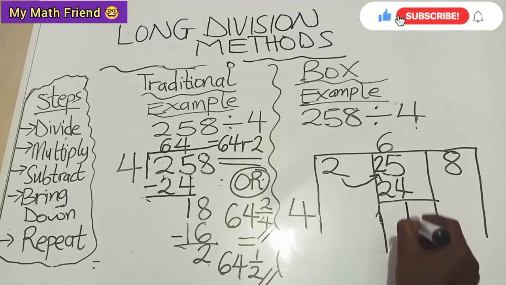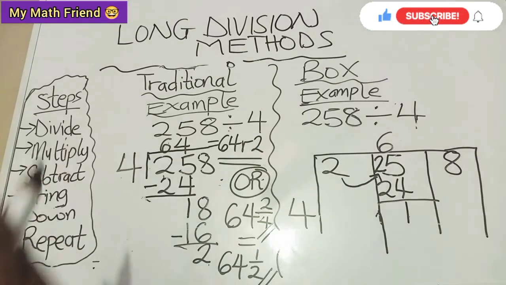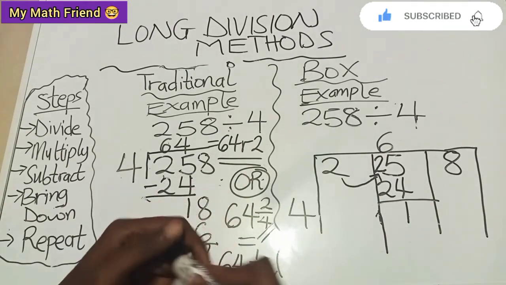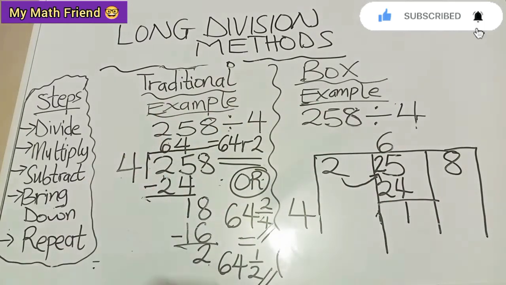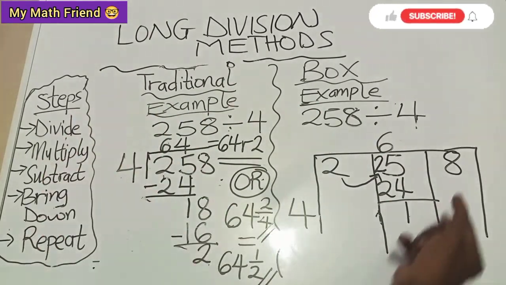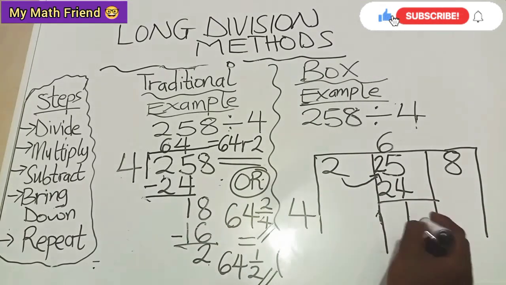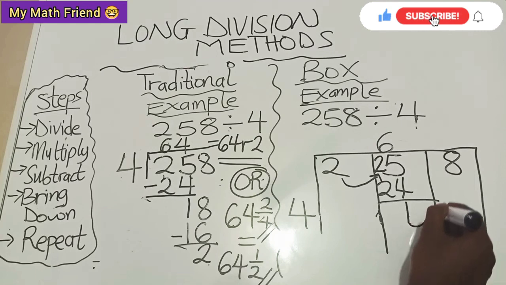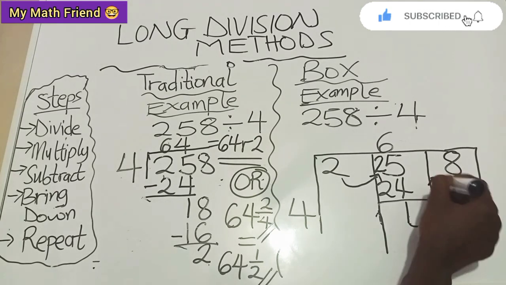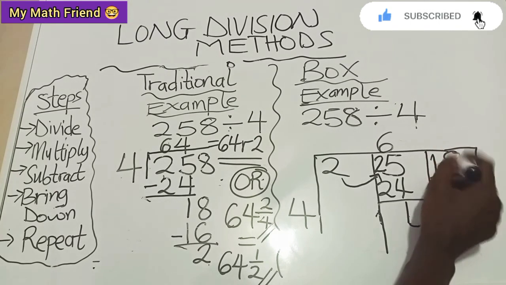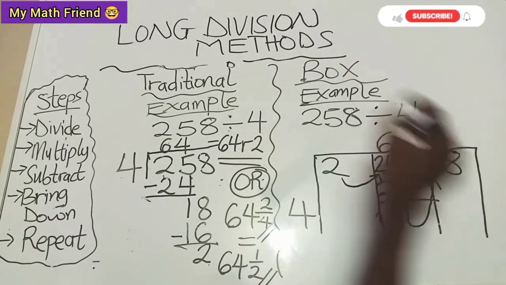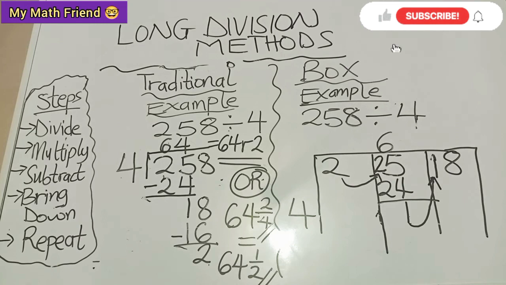5 minus 4 is what? 1. 2 minus 2 is 0. You're left with 1. Can 4 go into 1? No. Why? Because the 1 is smaller than the 4. You make it big. This time, like I said, you don't bring the 8 down. You rather move this one and add it to the 8 over here. So now we have 18. Very well. We have 18, which is now bigger than the 4.